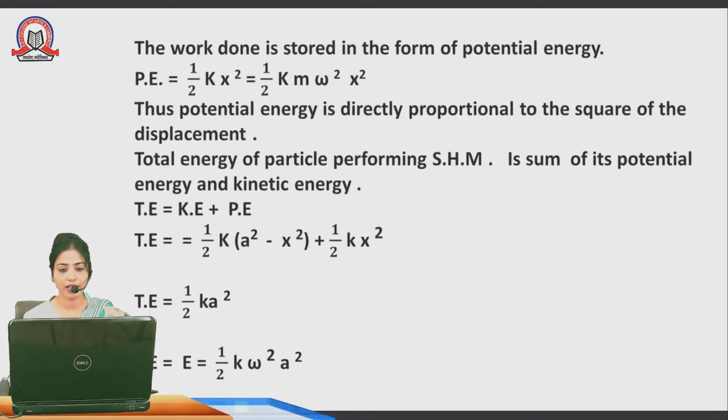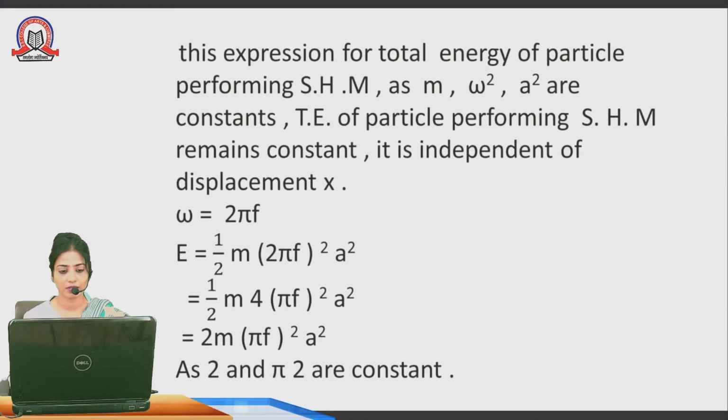k का वैल्यू क्या है यहाँ पे? m omega square. So you can write here the E is equals to 1/2 m omega square a square. This expression for total energy of a particle performing SHM as m omega square a square are constant. The total energy of a particle performing SHM remains constant. It is independent of displacement x.